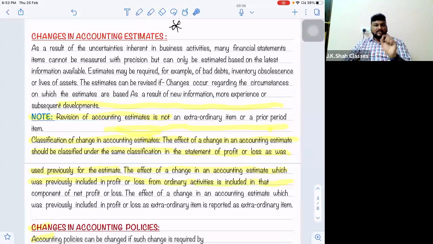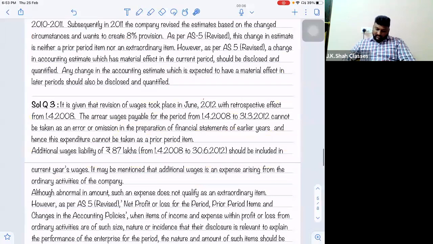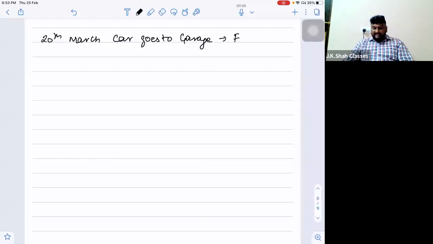Say on 20th March, I'll just write it somewhere over here. Say on 20th March, your car goes to garage, correct? And estimated expense is given at 12,000 rupees.